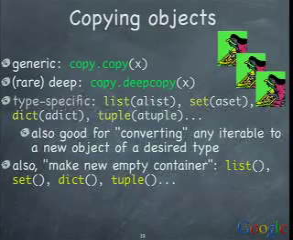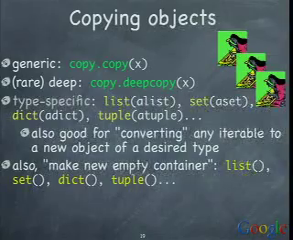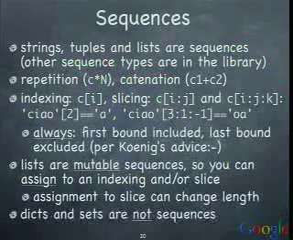Also, you can call all the types without any argument to make a new empty container. That's maybe not as important because, to be honest, open square bracket, close square bracket is a perfectly acceptable way to indicate a new empty list. But this is OK too.